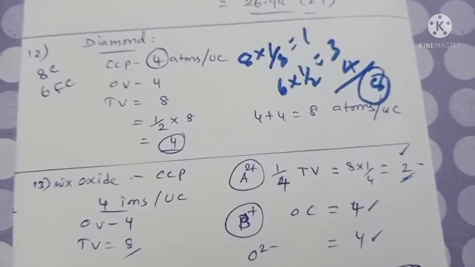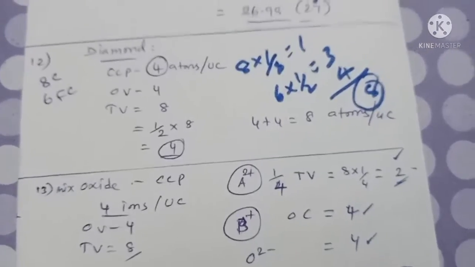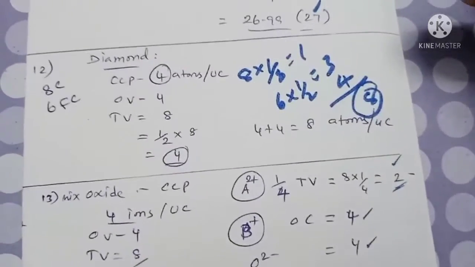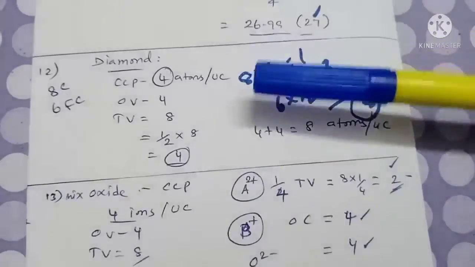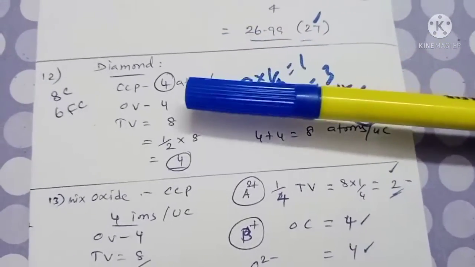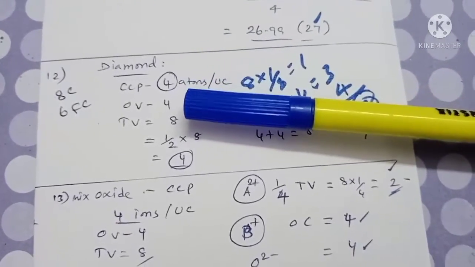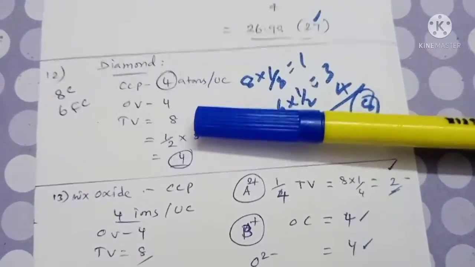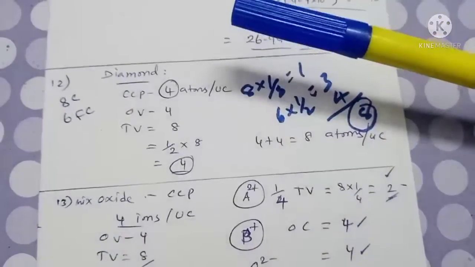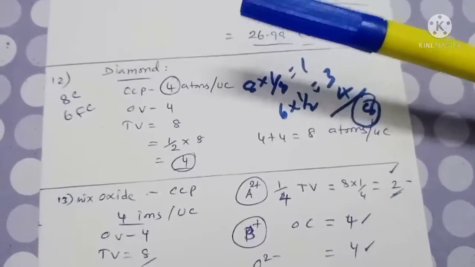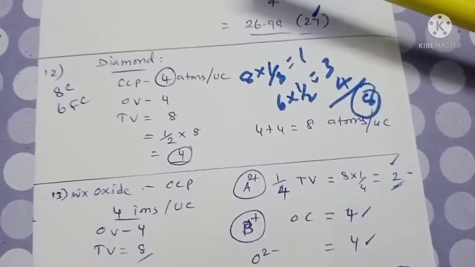It has 8 corner atoms as well as 6 face center atoms. Along with that, half of the tetrahedral voids are also occupied by carbon atoms. In the CCP structure, the number of atoms per unit cell is 4. Octahedral voids are 4 and tetrahedral voids are 8. But totally there are 8 corner atoms, 6 face center atoms, and half the tetrahedral voids are also occupied by carbon atoms.